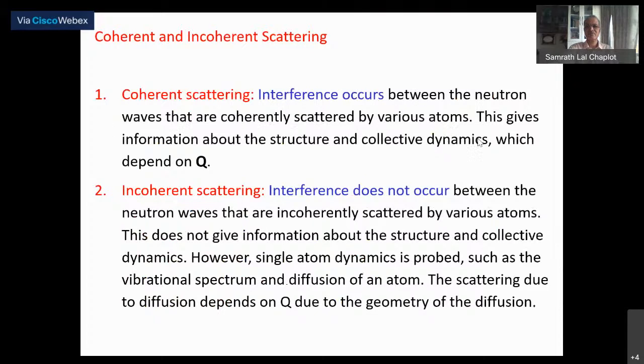Okay, having said that, we already said the coherent scattering enables interference between the neutron waves that are coherently scattered by various atoms, and that gives information about the collective nature. Incoherent scattering, as we just said, gives you the single atom dynamics, but even this is Q dependent, the wave vector dependent. Wave vector transfer comes from the geometry of the diffusion process, and so that is what happens to the neutrons scattered from even the same atom at different times and interfere. The neutrons scattered from the same atom at different times can interfere, and at the different times there are changes because of the stochastic nature of the dynamics.